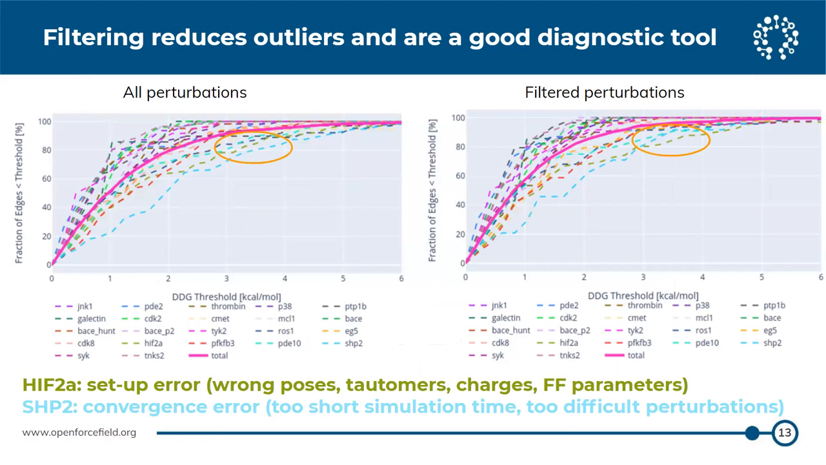For example, if you look at the green and blue curves, so for SHP2 and HIF2 alpha, it changes between all perturbations and the filtered perturbations. For SHP2, a lot of calculations or values are filtered out, leading to a steeper curve. This might be because there are just convergence issues, so difficult perturbations which would need longer sampling times, for example. Whereas for HIF2 alpha, the simulations are in general converged, but still have large deviations, which might be force field issues or wrong starting poses.